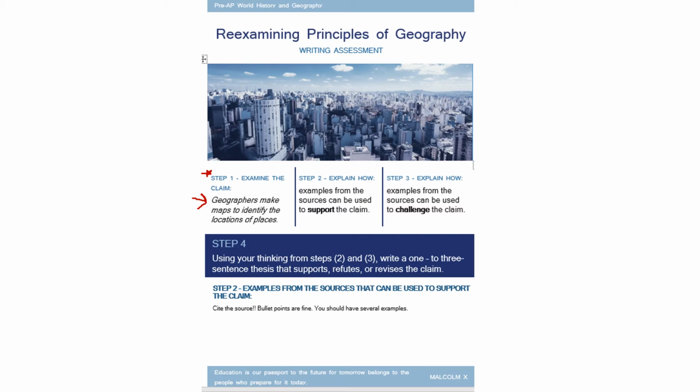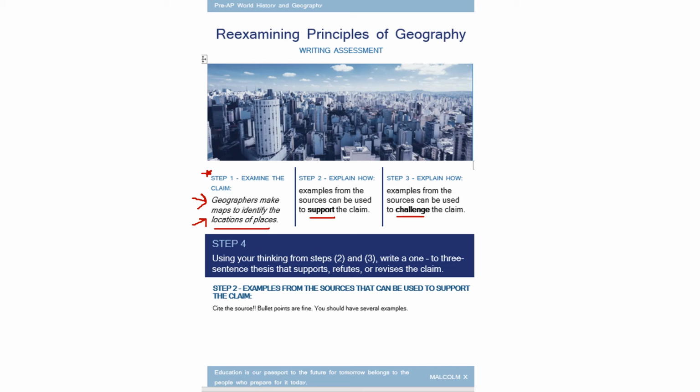You're going to use your sources from the whole unit. You can have all the YouTube videos up. You can have any of your work out. It's all open notes. You're going to use examples from the sources to support this claim. What evidence can you find that makes this sound true? Then you're also going to use examples from all of the sources 1 through 14, any of your notes, any of the YouTube videos, and you're going to find evidence that challenges this claim or makes this claim sound not true.